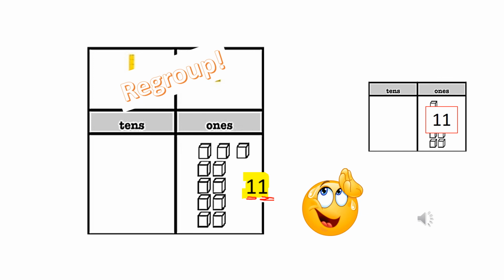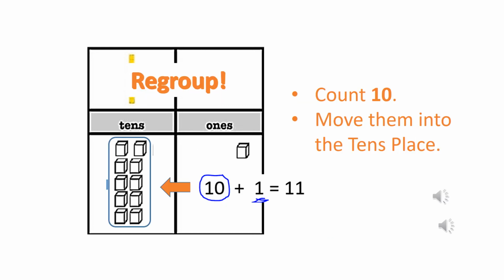We can regroup. Let's count out 10 ones and move them into the tens place. We've counted 10 ones and we moved them into the tens place. So instead of 7 cupcakes plus 4, I've just changed the grouping. I've put 10 cupcakes into the tens place, and I have 1 cupcake left in the ones place.